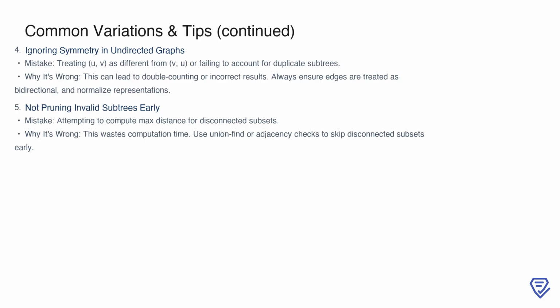Additionally, not pruning invalid subtrees early can waste significant computation time. For example, if a subset of cities is disconnected, calculating its maximum distance is unnecessary. Techniques like union find or adjacency checks can help you identify and skip disconnected subsets before performing heavier computations.